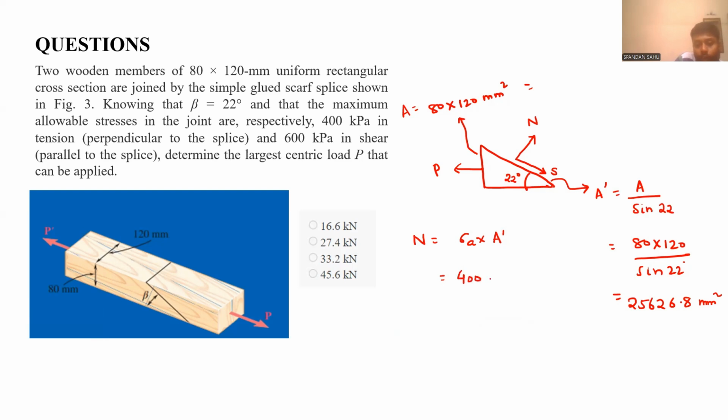This is 400 kPa, so 10 to the power 3 becomes Newton per mm square into 25626.8. Now you do 400 into 10 power 3 upon 10 power 6 into 25626.8. So we are getting 10250.72 Newton.